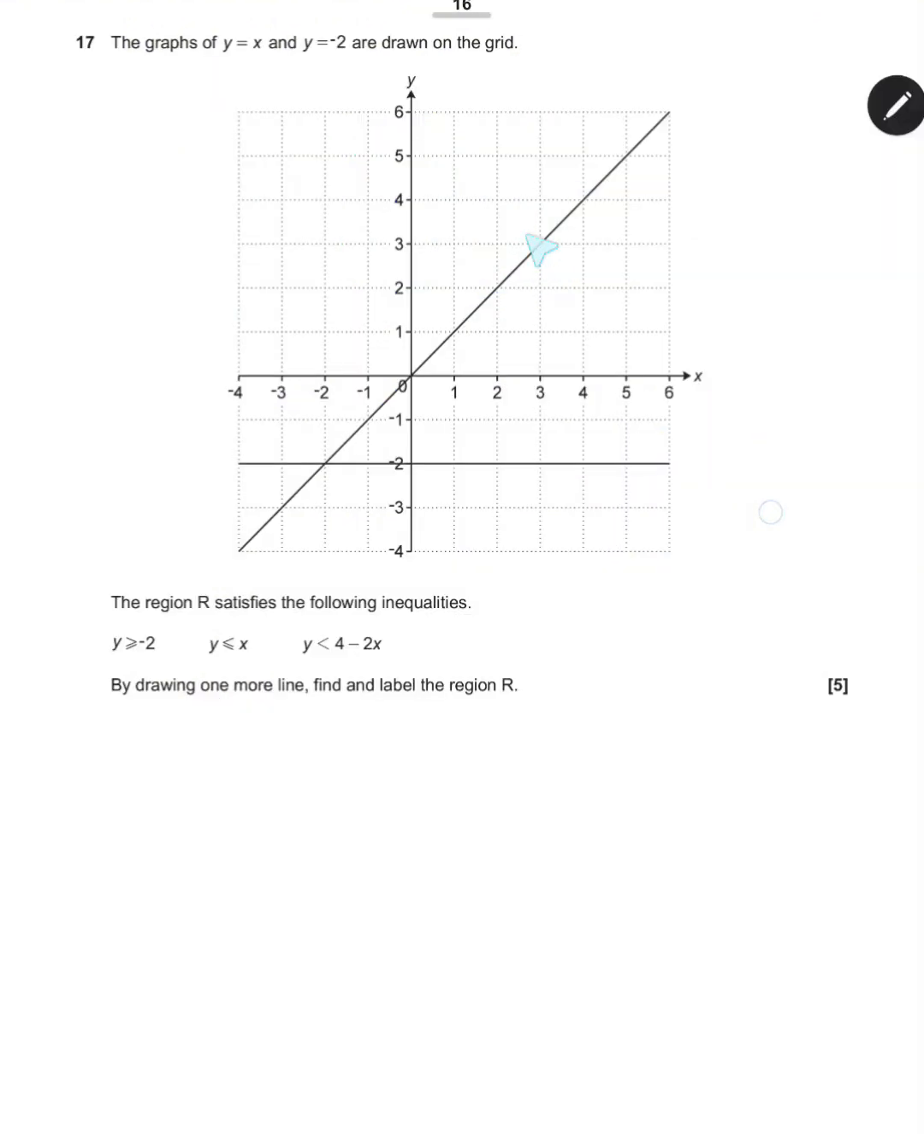Question 17, we've got a graph and we've already got 2 lines drawn on as graphs. So we've got y equals x, which is that one. Y is the same as x everywhere. And we've got an inequality that almost matches that: y is less than or equal to x. We've got y equals -2, which is this one. And again, we've got an inequality that matches that: y is greater than or equal to -2. The only inequality we've got that hasn't been drawn is this one.